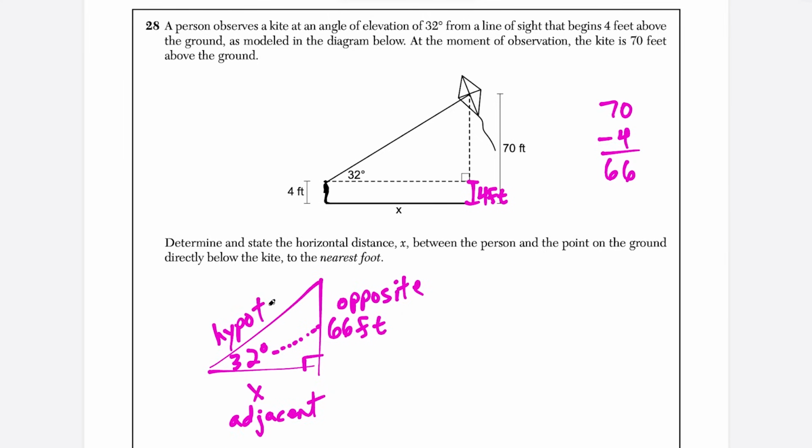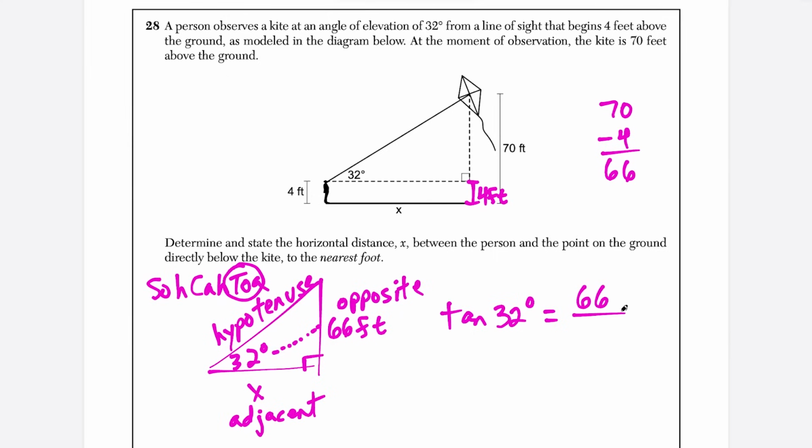So when we have to choose a trig function here, we're thinking of the mnemonic SOHCAHTOA. And we think about the phrase opposite adjacent, and that tells us to select the tangent function. So tangent of the angle, 32 degrees, equals the ratio of the side opposite, which is 66 feet. But I'm going to leave the units out for now. I'll write the units at the end. So we have 66 over x.